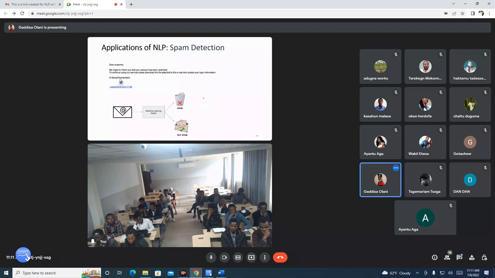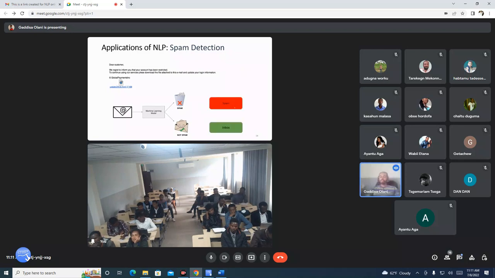So that's the task. Of course, you need to utilize machine learning to do this kind of task. So given a specific email with the content and attachment, the model will try to categorize the text and the attachment as spam or not spam. Okay, if it is spam, it will move that email to the spam folder. Otherwise, it will move it into the inbox folder.